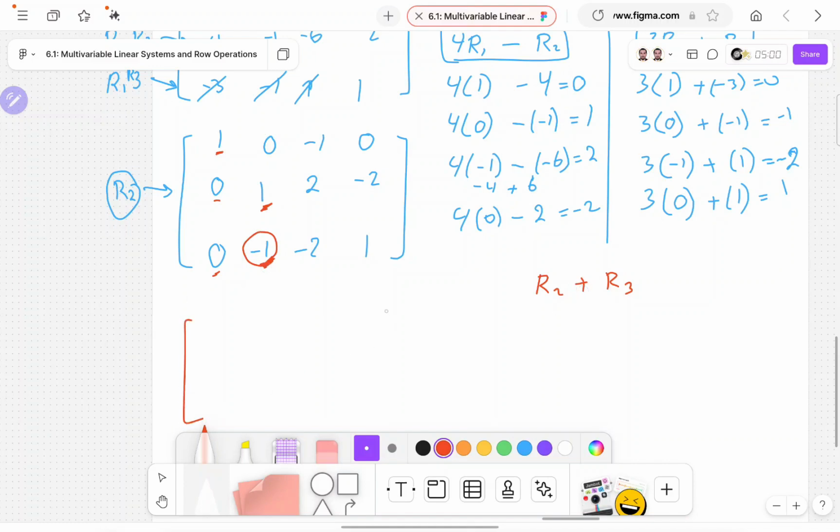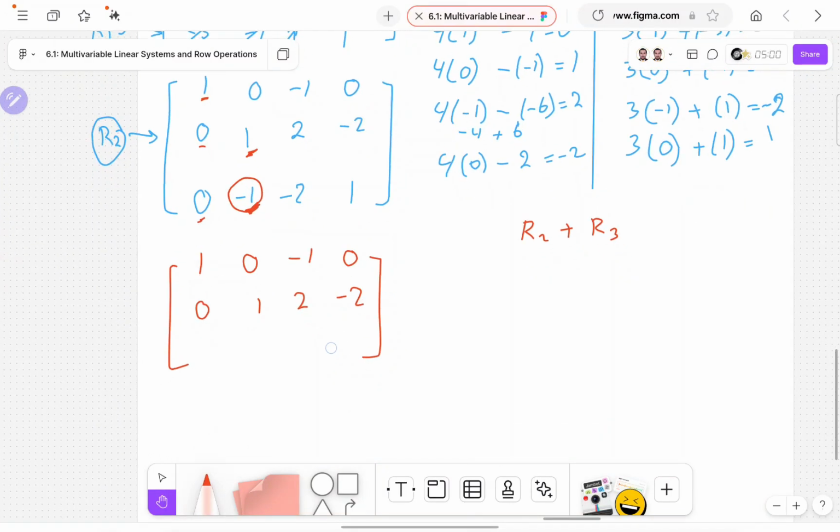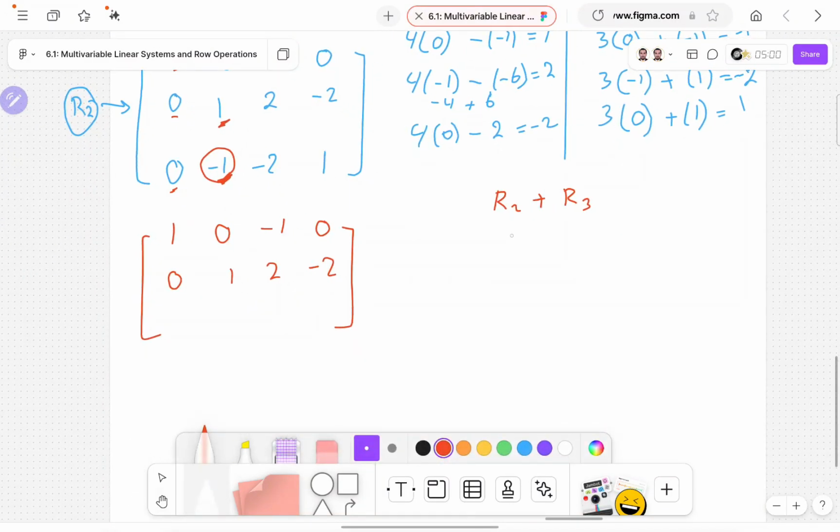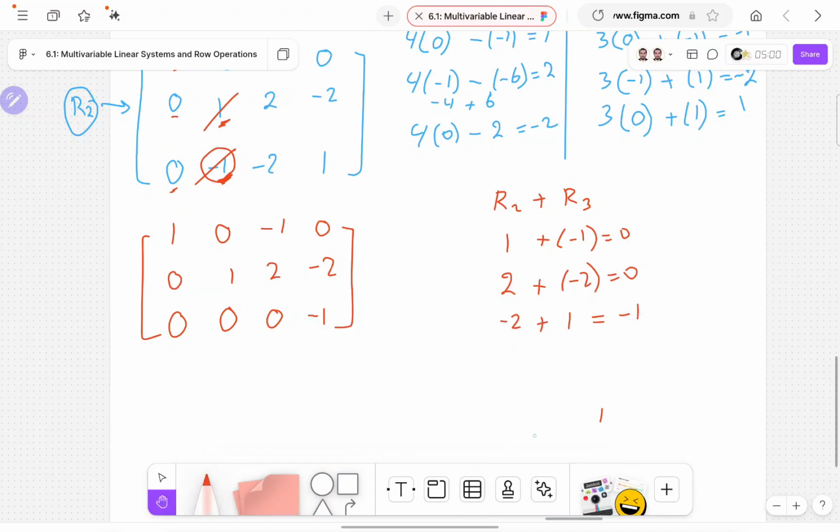So the new matrix will be, let's keep the first row, and keep the second row. Now the third row: row 2 is 1 plus negative row 3, which is equal to 0. So the first value is 0. Then negative 2 plus 2 is 0, so this one is also 0. Then negative 2 plus row 3 gives negative 1. So negative 1.